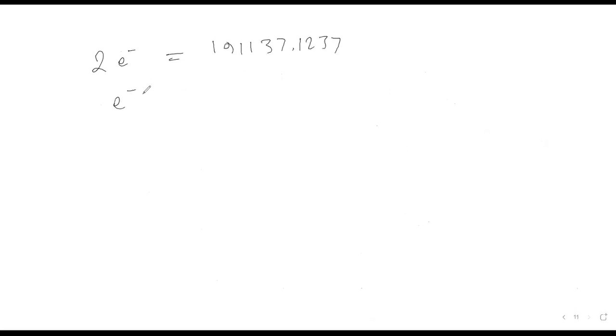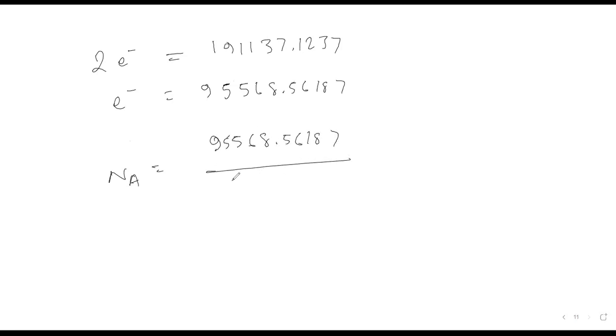This is 191137.1237. That means for 1 mole of electron, that is divided by 2, which will give us 95,568.56187. And if this is 1 mole of electron, then the Avogadro number is 95,568.56187 divided by our charge for 1 electron, which is 1.6 into 10 to the power negative 19. That is equivalent to 5.97 into 10 to the power 23.